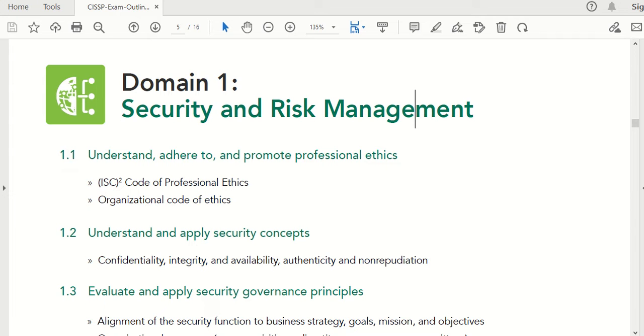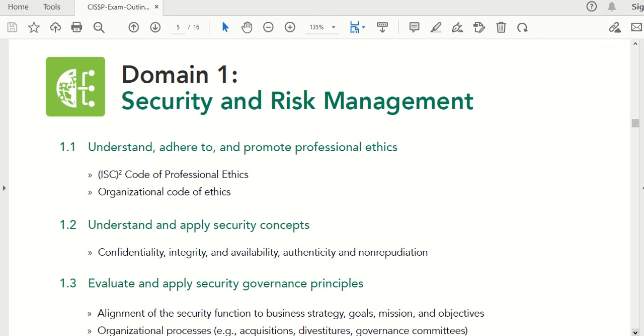So, first of all, we need to understand and adhere to and promote professional ethics: the (ISC)² Code of Professional Ethics and the Organizational Code of Ethics. As a requirement of CISSP, we need to ensure that we follow the (ISC)² Code of Professional Ethics and the Organizational Code. Understand and apply security concepts like confidentiality, integrity, availability, authenticity, and non-repudiation. These are some of the key concepts of the CISSP exam.